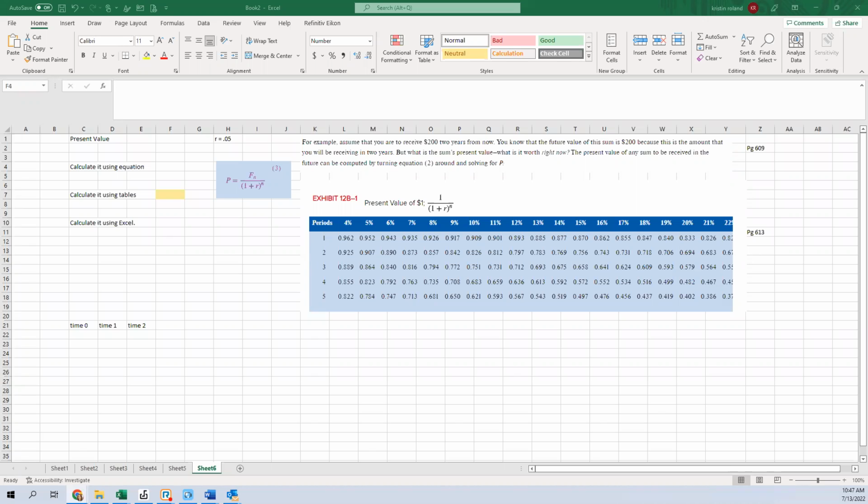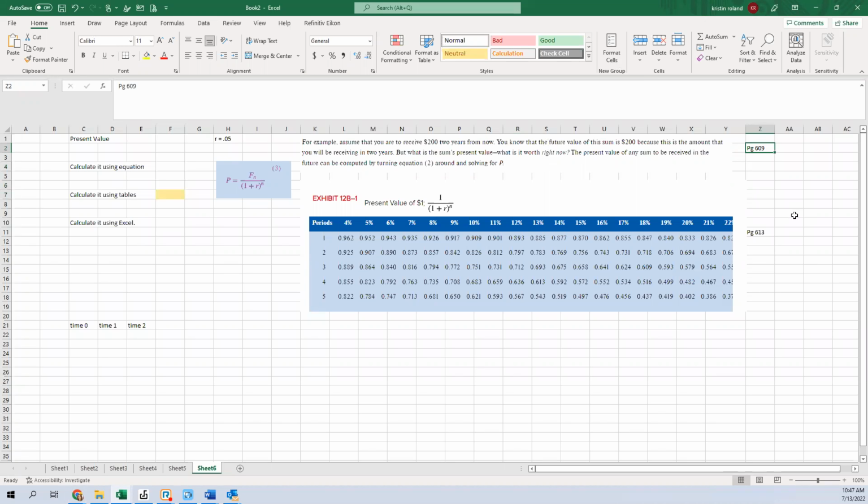Okay, so today I thought I would do a quick video on the present value concept in case you're not familiar with this. I am going to use an example from the book as a starting point. This problem is on page 609 in your textbook. And it says, for example, assume that you are to receive $200 2 years from now.